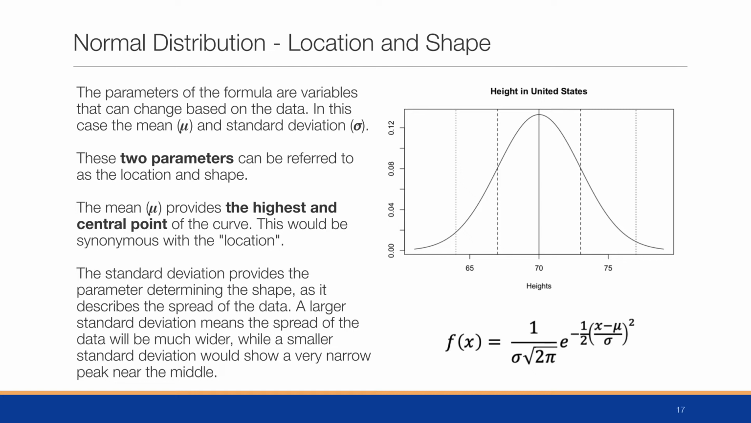The parameters of the formula are variables that will change based on the data. So in this case, the mean and the standard deviation. These two parameters can be referred to as the location and shape. Location because that mean is telling us where it sits, where that center of mass is, and the shape because the standard deviation or the variance tells us the spread around that mean. Is it narrow? Is it further out? And so forth. The mean provides the highest and central point of the curve, and as we said, was the location. And the standard deviation does provide the shape because a larger standard deviation means the spread of the data will be wider, while a smaller standard deviation would show a much more narrower peak in the middle.